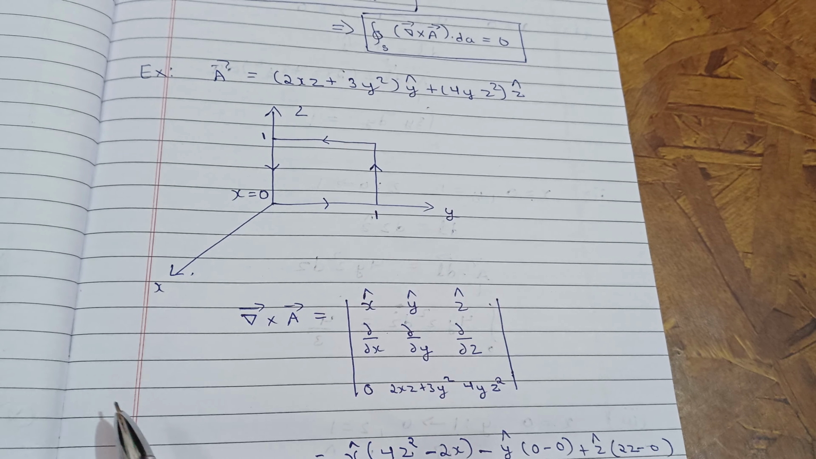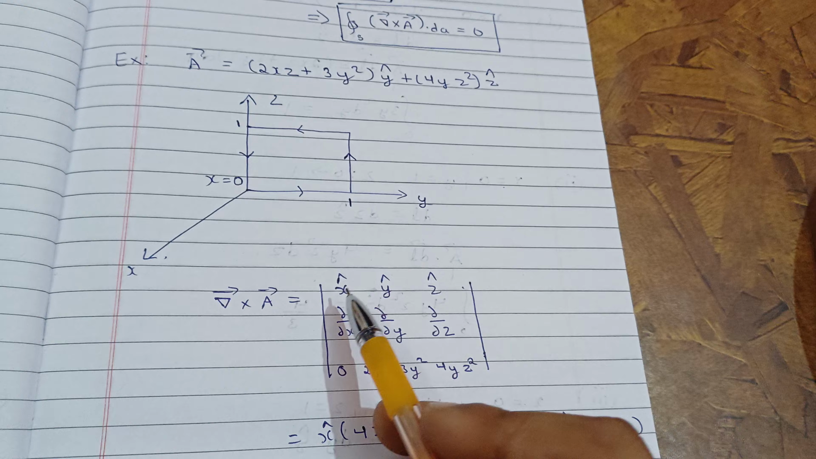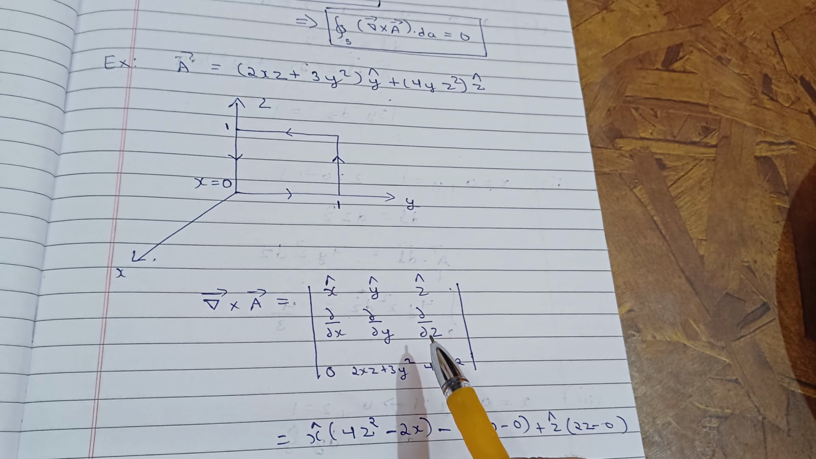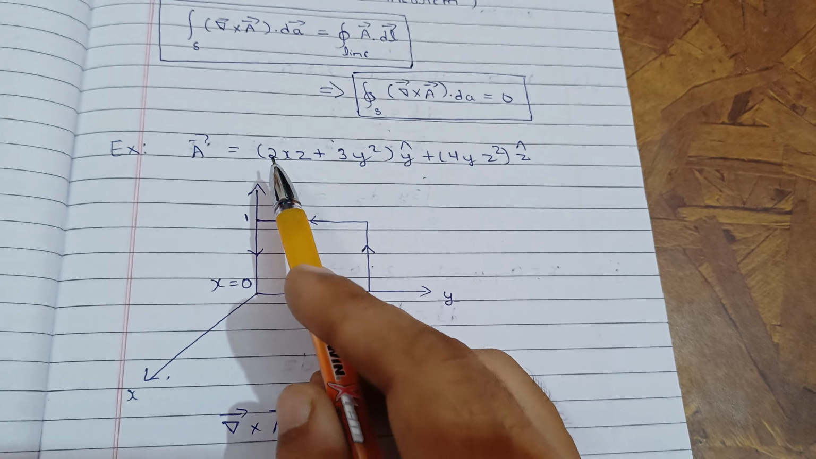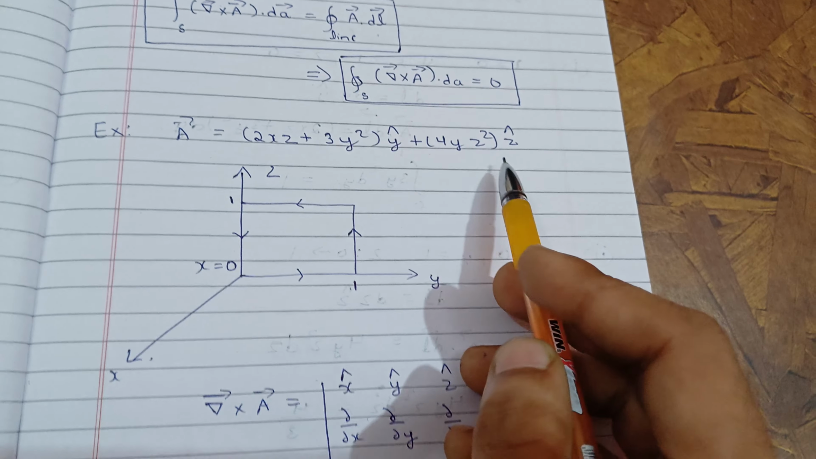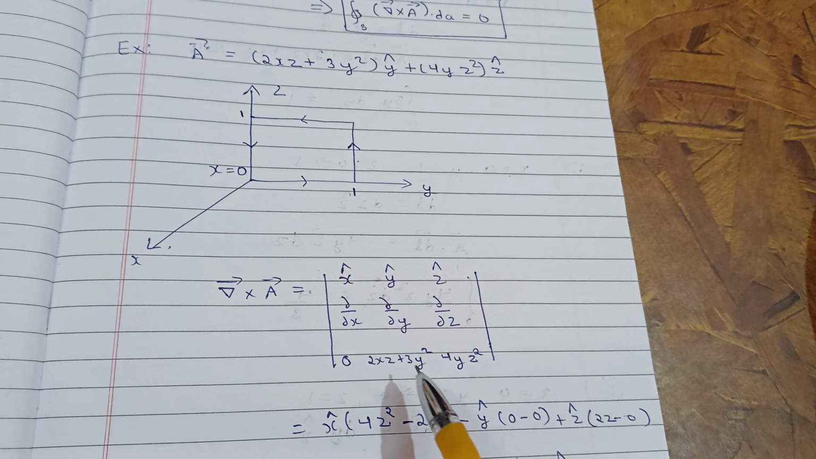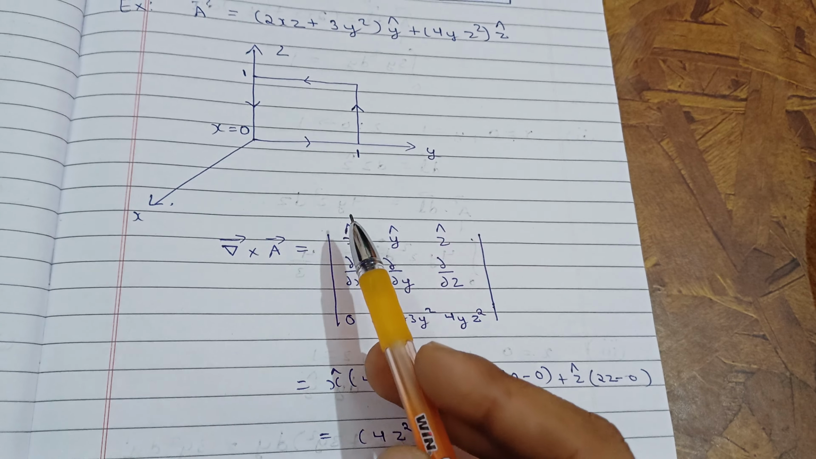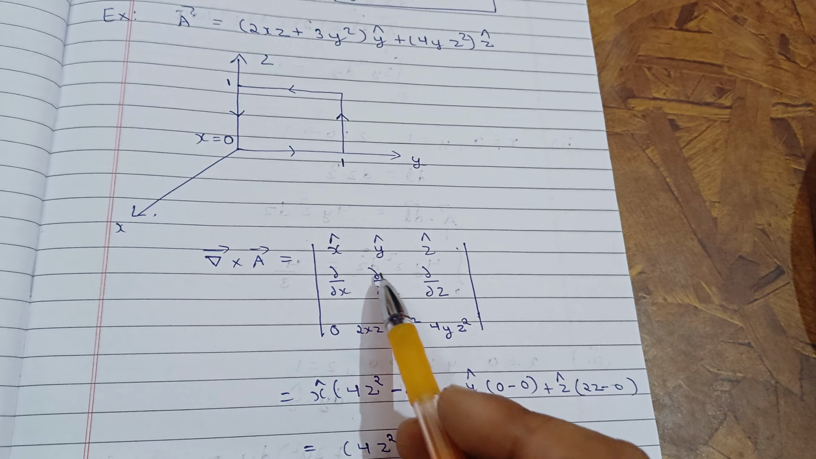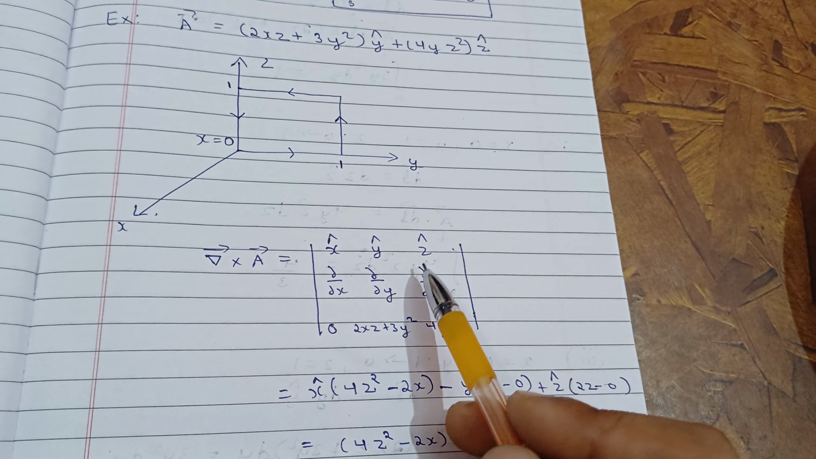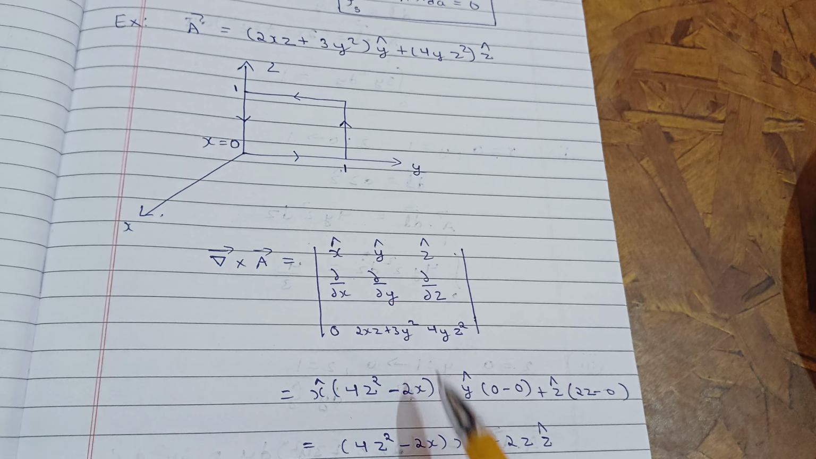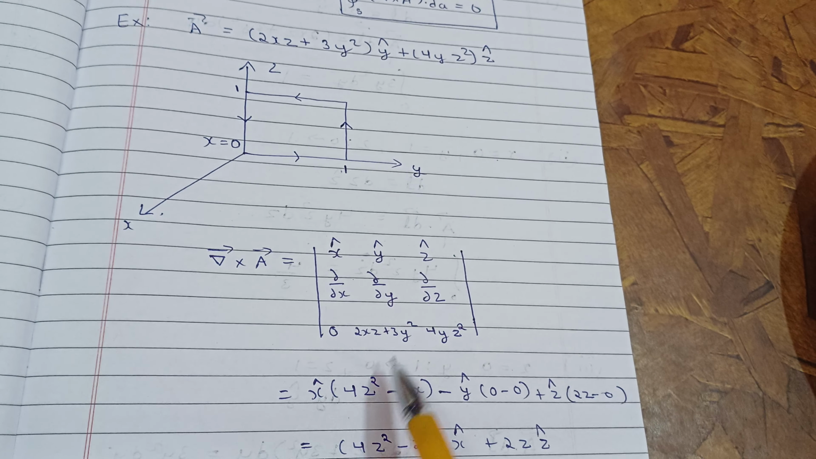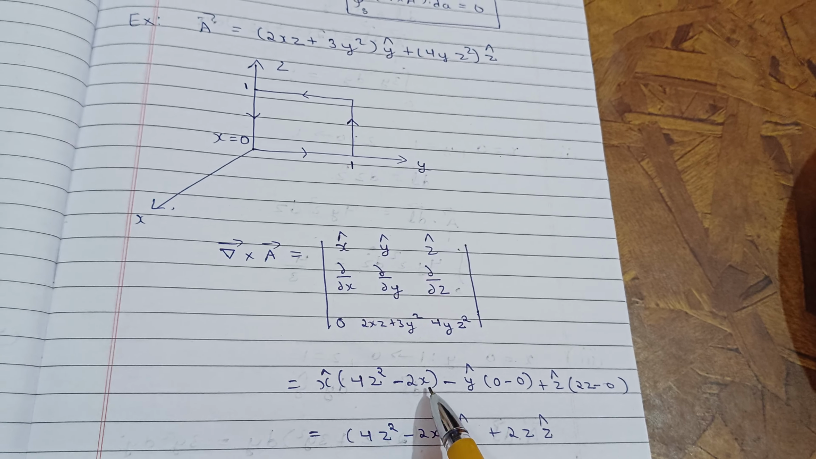So let's take first the curl of A. You know how to calculate the curl of any vector field. It will be the determinant with x cap, y cap, z cap, then the del operator, del by del x, del by del y, del by del z, then the components of A, with x equal to 0 here. Now you know how to calculate a determinant. You take the x cap and cancel its row and column. It will be del by del y of this, which gives 4z², minus del by del z of this, which gives 2x only, because for the 3y² it will be 0. So it will be 4z² minus 2x.